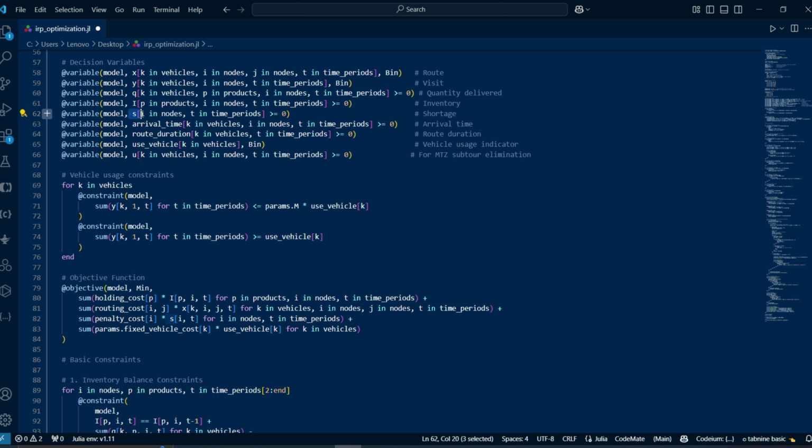S is the shortage level at each node during a specific time period. Arrival time is the time when a vehicle arrives at a specific node during a time period. Route duration is the total duration of a vehicle's route in a given time period. Use vehicle is a binary variable that determines whether a specific vehicle is used in the operation. And U is a variable used to enforce the MTZ subtour elimination constraints, ensuring that the routes do not form disconnected loops.